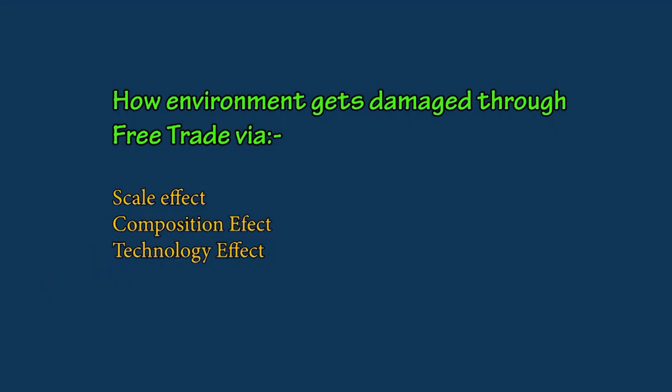So in our next section, we will learn about how to tackle these environmental problems. But before I enter that section, I repeat what we have learned in this section. We have learnt about, first, how environment gets damaged through free trade via the scale effect, the composition effect, and the technology effect.